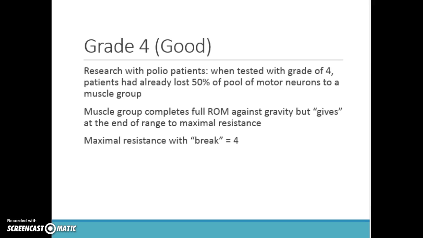Muscle group with a grade of 4, the person must be able to complete the full range of motion or the available range of motion against gravity and be able to take maximal resistance but gives at the end of the range. A maximal resistance with a break is considered a grade of 4.